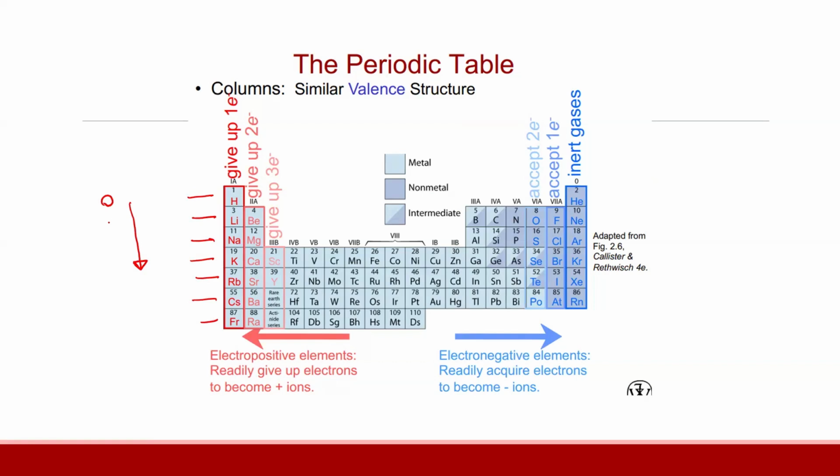This one has 1 shell. The next one has 2 shells. The third one has 3 shells. The next one has 4 shells. So what is happening to the atomic radius? Bigger? It increases. Am I right? Yes.